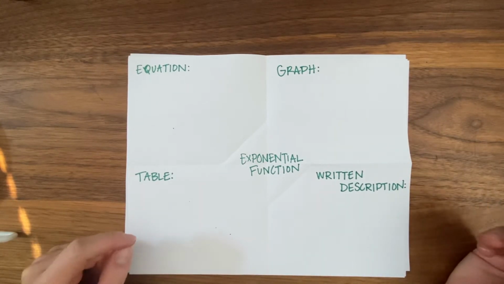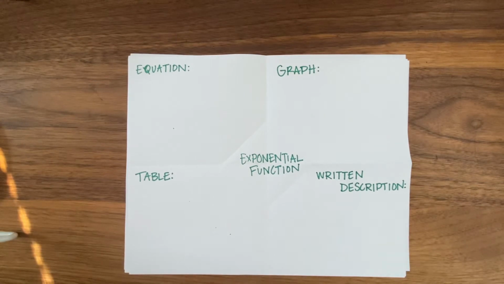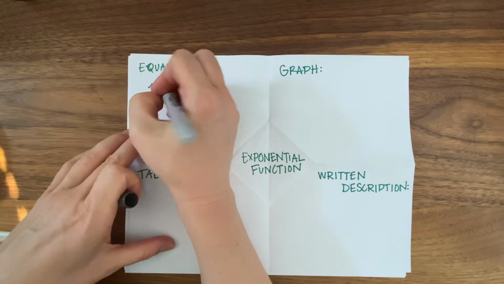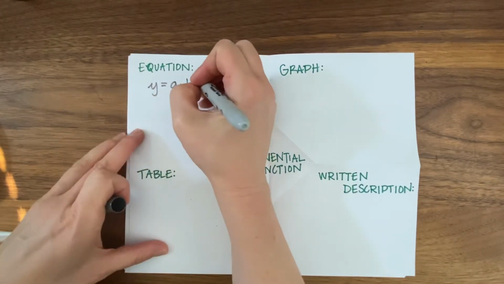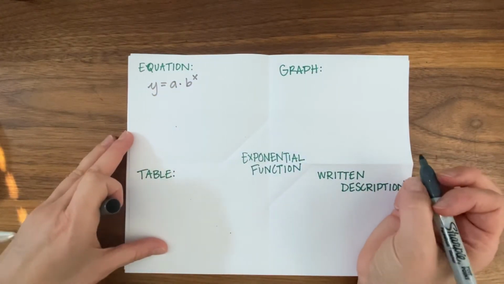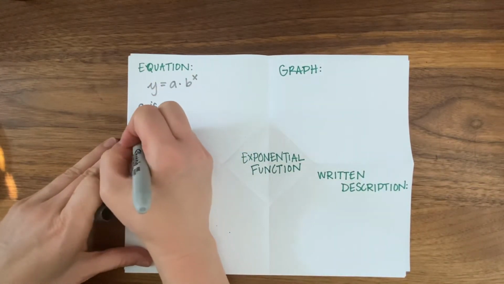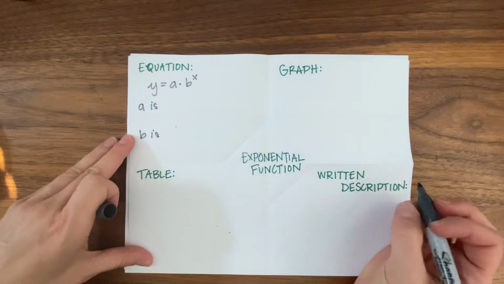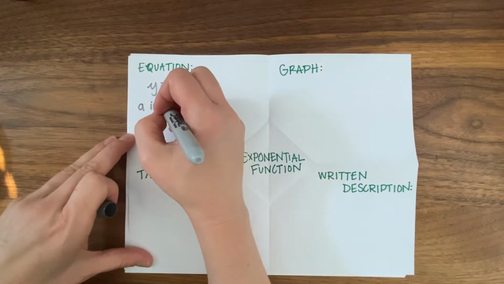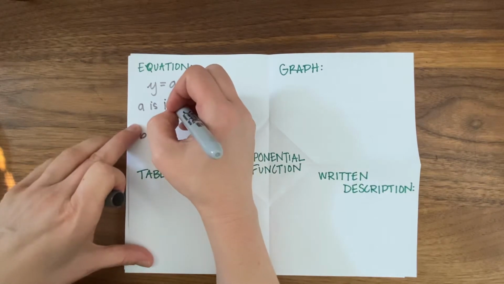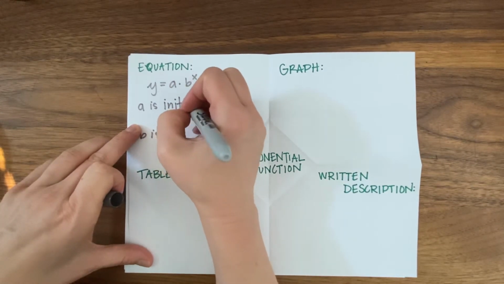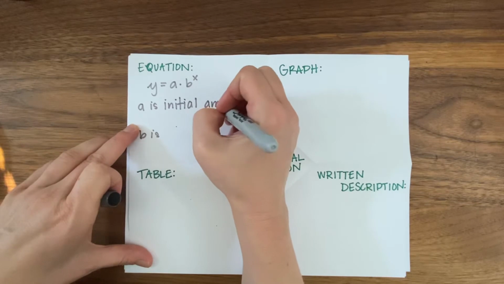Now, if we were to talk about the equation, the general form of an exponential function, we would probably say, well, that is going to be y equals a times b to the x power. Now, before we say it, what does a represent? And what is b? A is the initial amount. It's the amount that we start with.